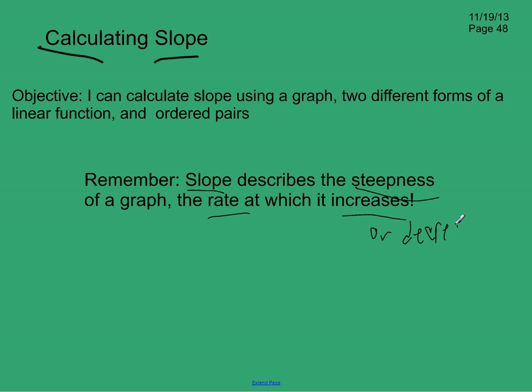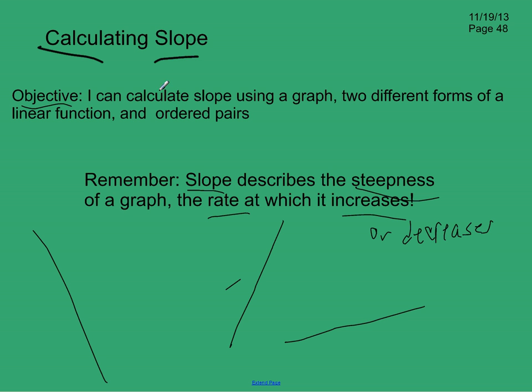Okay, so a graph can go up really fast, it can go up kind of fast, it can go down really fast, etc. All of those different things are the slope, how steep it is. Oh, hang on. Put your objective in there, guys. I got a little ahead of myself.